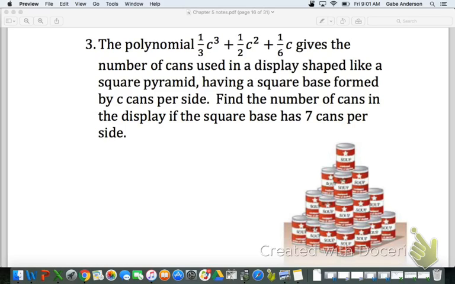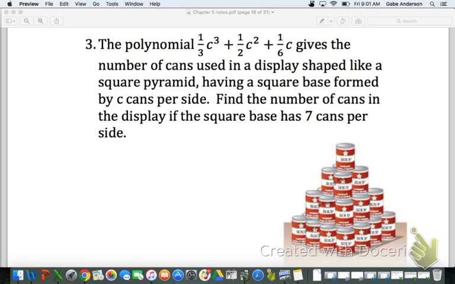So what's going on here is someone has been nice enough to develop a formula for us. We didn't have to develop the formula. There's no geometry that we need to do here. We simply need to take their formula and use it. So it says that polynomial right there will give the number of cans in the display based on a square pyramid shape. And then it wants to know how many cans there are if we want a 7 cans per side square base. So the base is going to be 7 cans by 7 cans. We want to know how many cans we need.